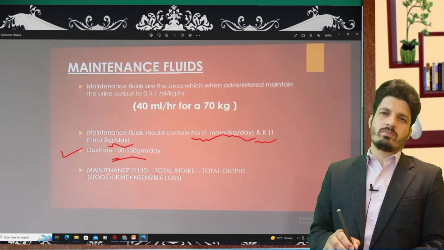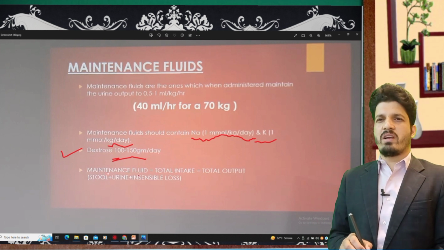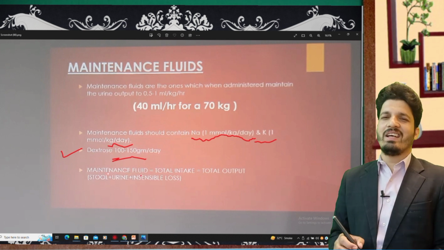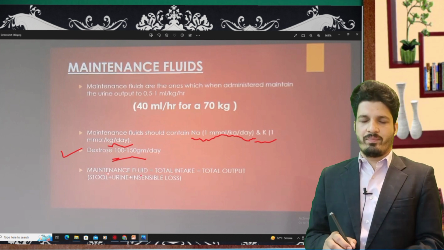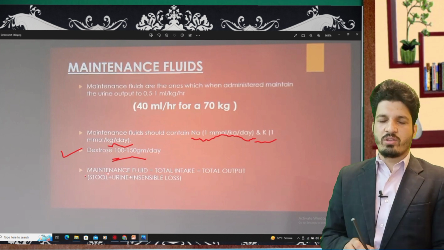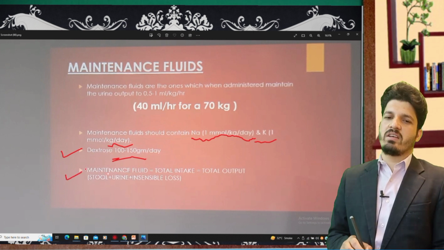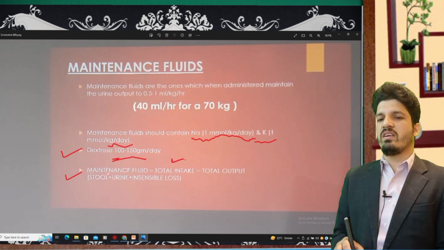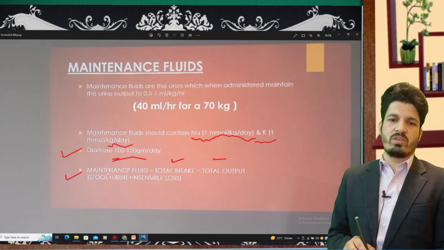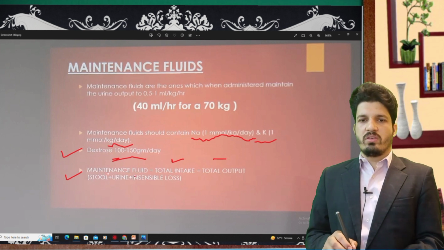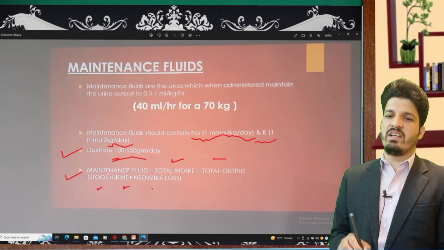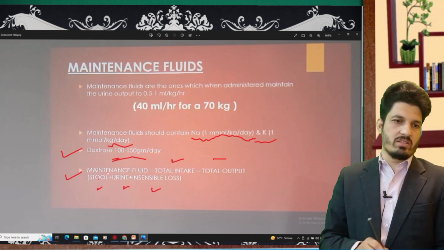And this is a very small amount. Will it provide nutrition? No, definitely it will not provide nutrition. It's for the brain. And summarizing, for the maintenance fluid, total intake is equal to total output, and total output is in the form of stool, urine, and insensible water losses.